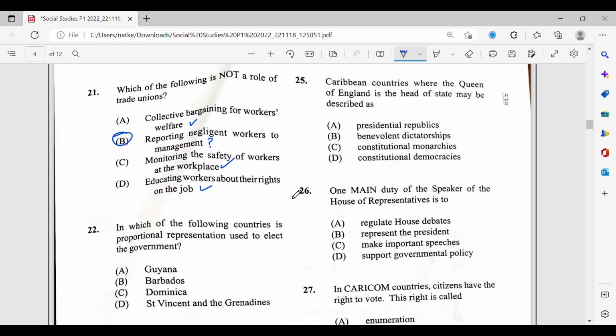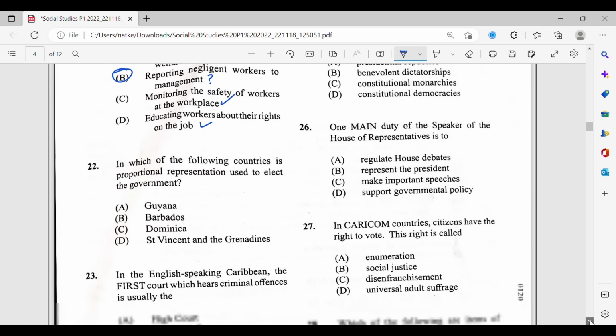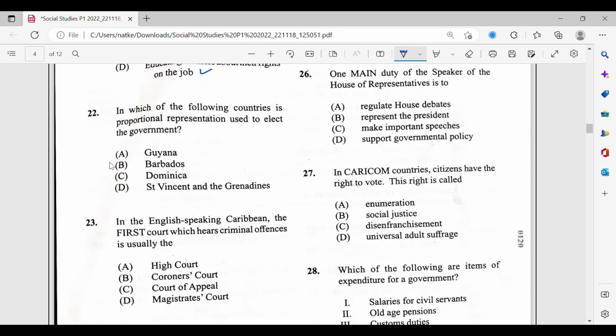22. In which of the following countries is proportional representation used to elect the government? So for proportional representation in the Caribbean, we know that that is Guyana. 23. In the English-speaking Caribbean, the first court which hears criminal offences is usually the magistrate's court. It's usually the magistrate's court, right?